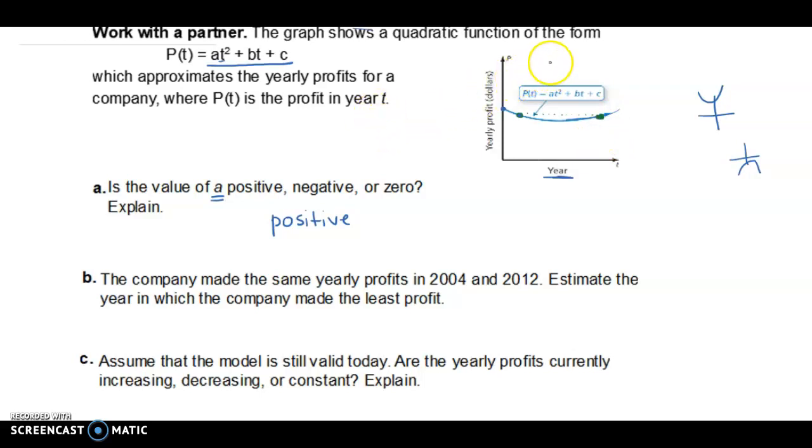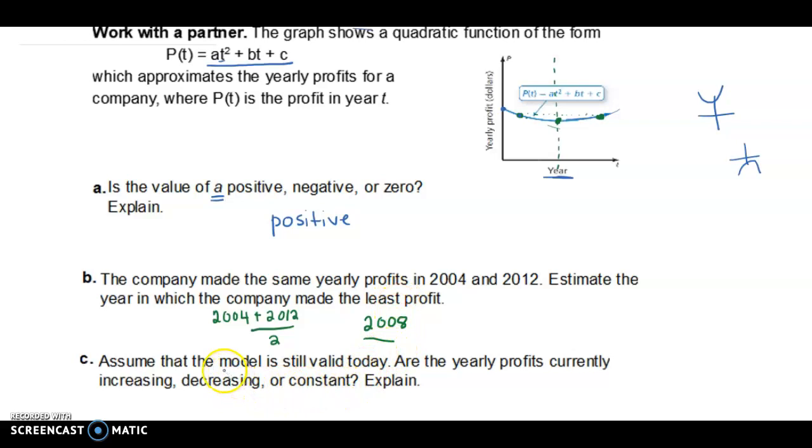Now, I'm remembering that one of the qualities of a quadratic function is that it's symmetric. That means the minimum, or the vertex, would have to be halfway between these two points. Okay, so remember to find the halfway distance, we would just take the average of the two. Okay, and that would be what, 2008? Okay, so in the year 2008, they made the least amount of profit.